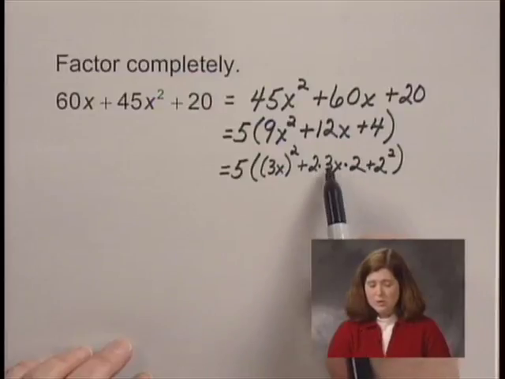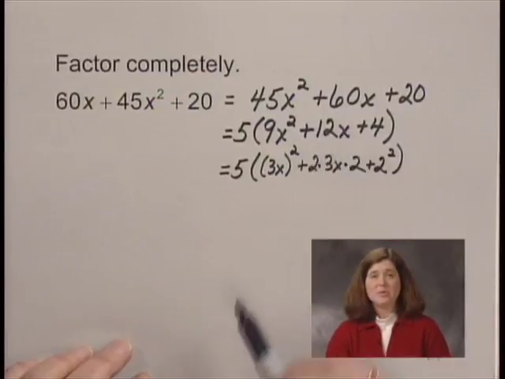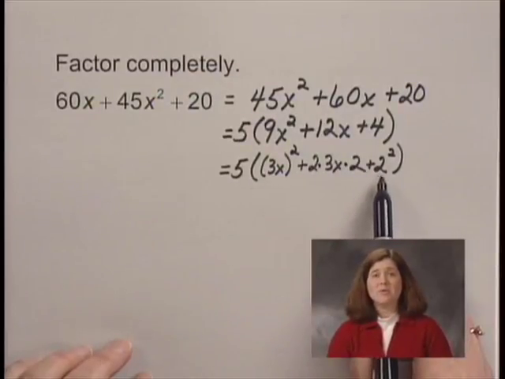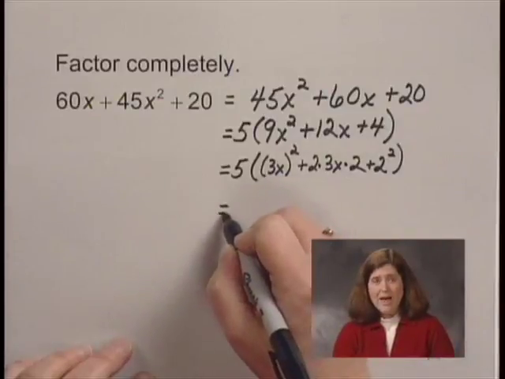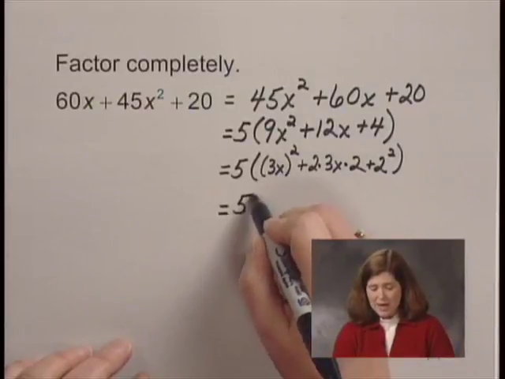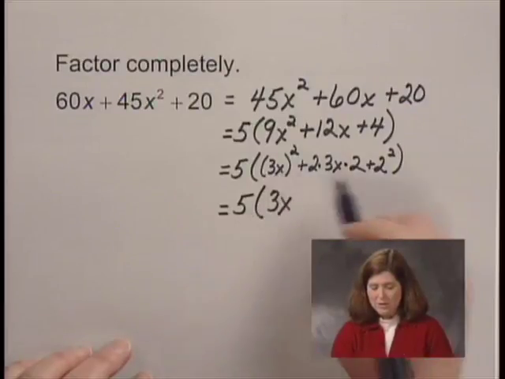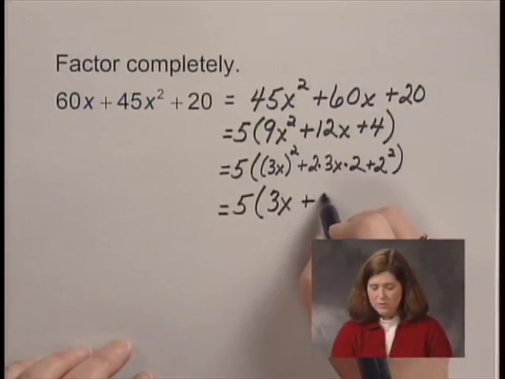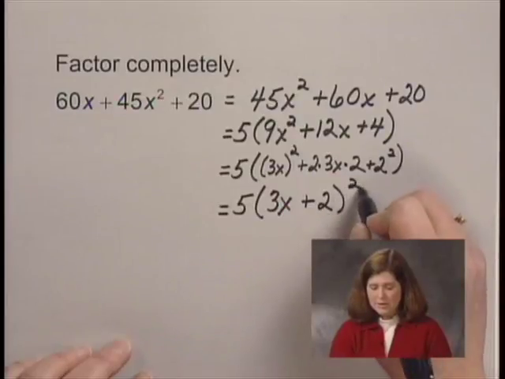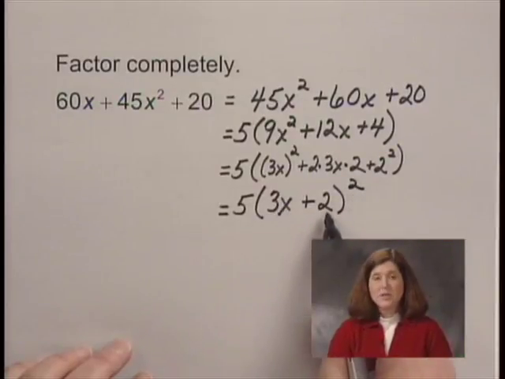So I do have a perfect square trinomial, and if I have that, I can factor it directly as 3x from here plus 2 squared. Since 3x plus 2 cannot be factored any further, I have factored the polynomial completely.